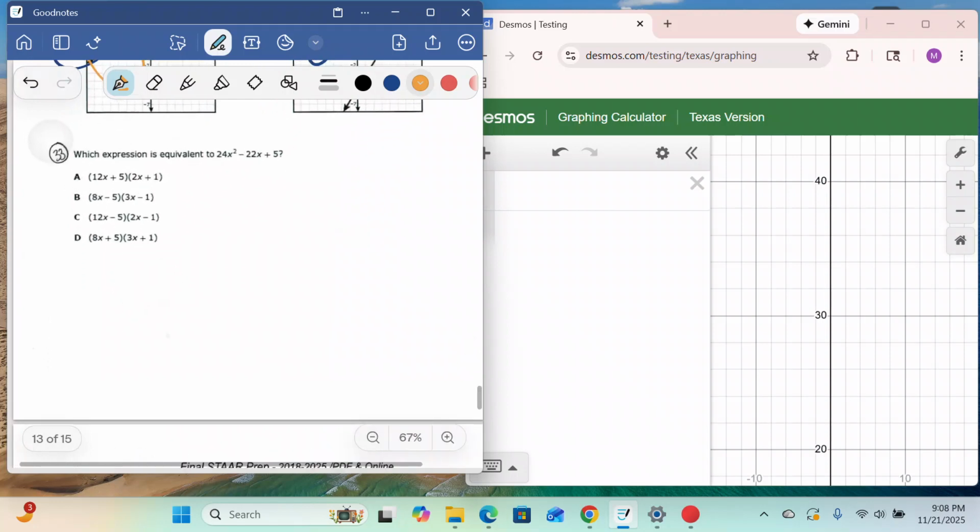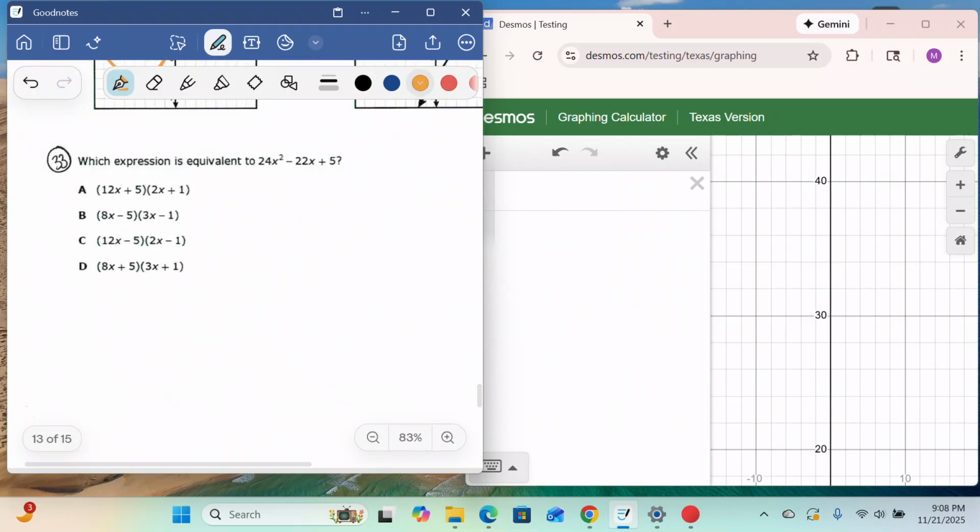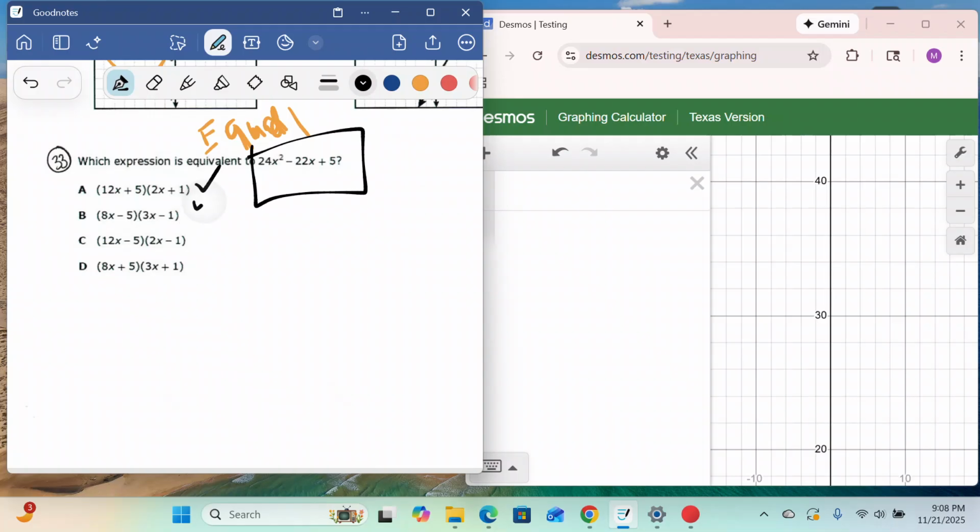If you look at question number 33, which expression is equivalent? Once again, equivalent means equal. Got to write that down. Equivalent means equal. So all you do is input this into Desmos, and then you input every single one of them, and then once you get your answer, I would recommend for you to check it via the FOIL method. So I would input the first one, the second one, the third one, the fourth one, whichever graph matches.